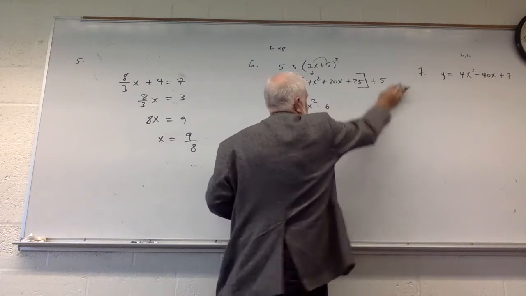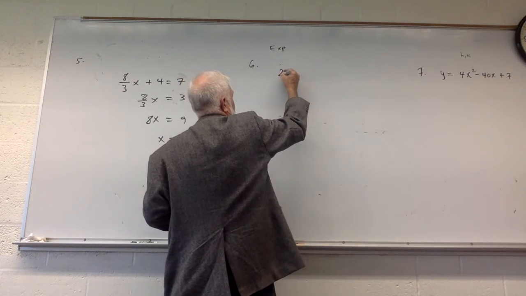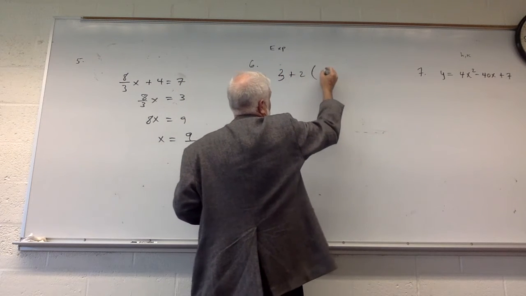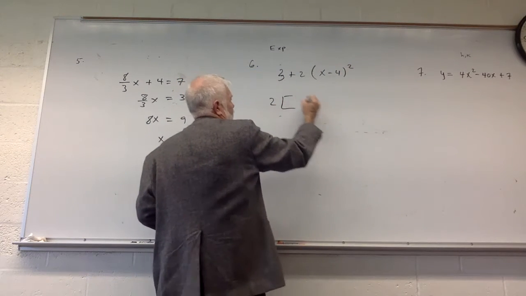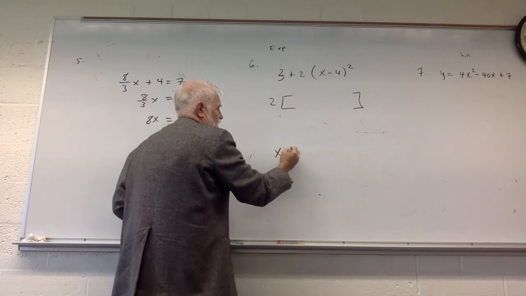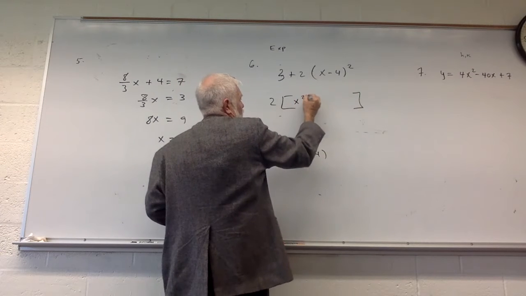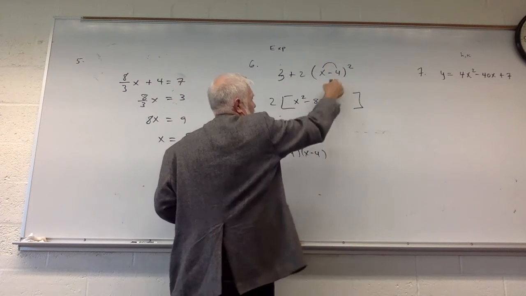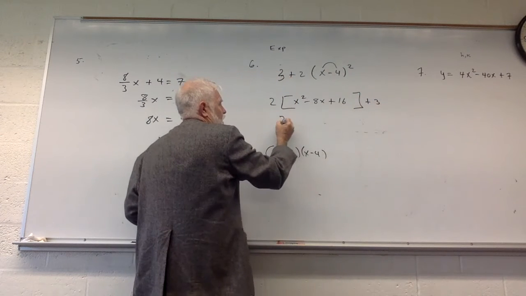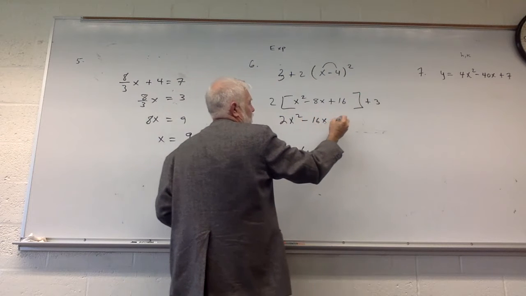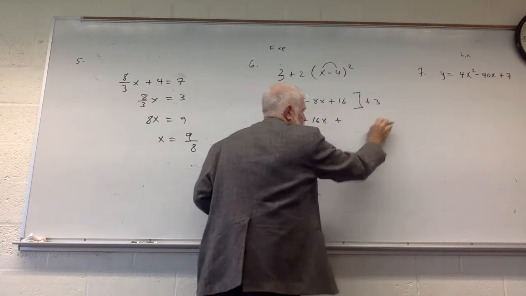Let's try another one. Let's try 3 plus 2 times x minus 4 squared. Okay? Remember, you can do x minus 4 times x minus 4. Feel free to do it out like that. I'm going to get x squared. I'm going to double the product. I'm going to add positive 16. And then I'm going to add the 3 at the end. And you should get 2x squared minus 16x plus 32 plus 3. Save a little time here. I'll write 35.